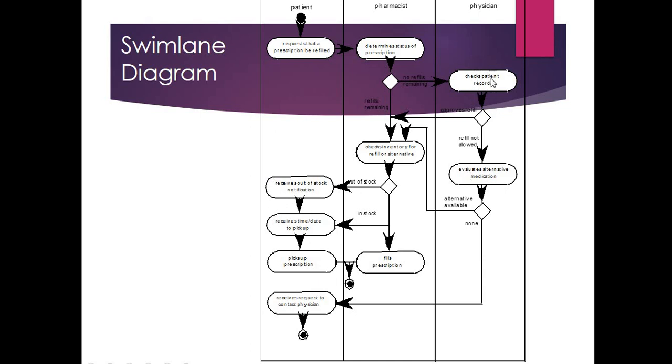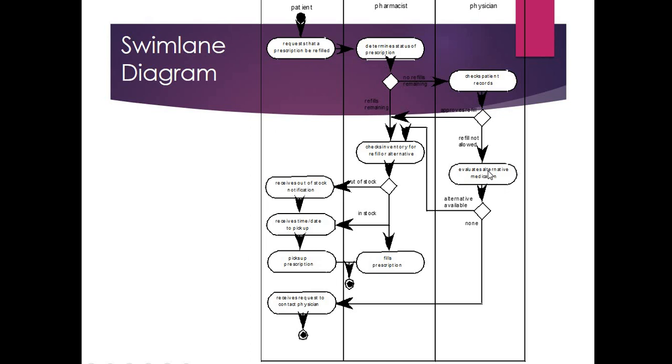For example, if the physician thinks that okay, the patient has to come for a regular checkup, he will send that refill is not allowed, so the patient has to come for one more evaluation. So that information will be sent to the pharmacist, and the pharmacist will immediately send the same information to the patient, telling that the patient has to go for one more evaluation with the physician.